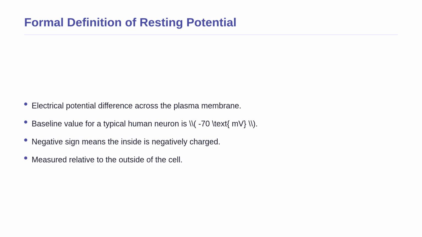Now that we have our battery analogy, let us look at the formal scientific definition. The resting membrane potential is the electrical voltage difference that exists across the plasma membrane of an excitable cell under resting conditions. For a typical human neuron, this baseline value is approximately -70 millivolts. That negative sign is incredibly important. It tells us that the inside of the cell is negatively charged relative to the outside. This specific voltage is the precise baseline that the cell works very hard to maintain when it is at rest.